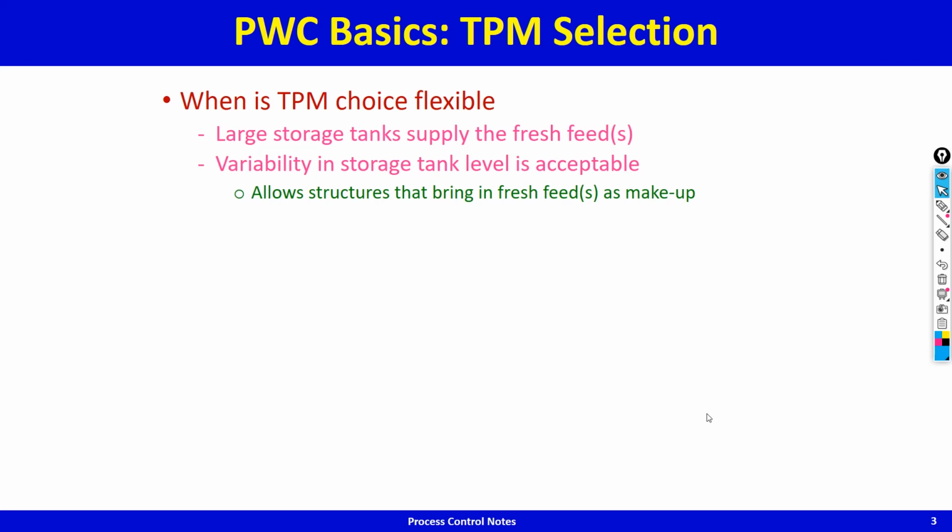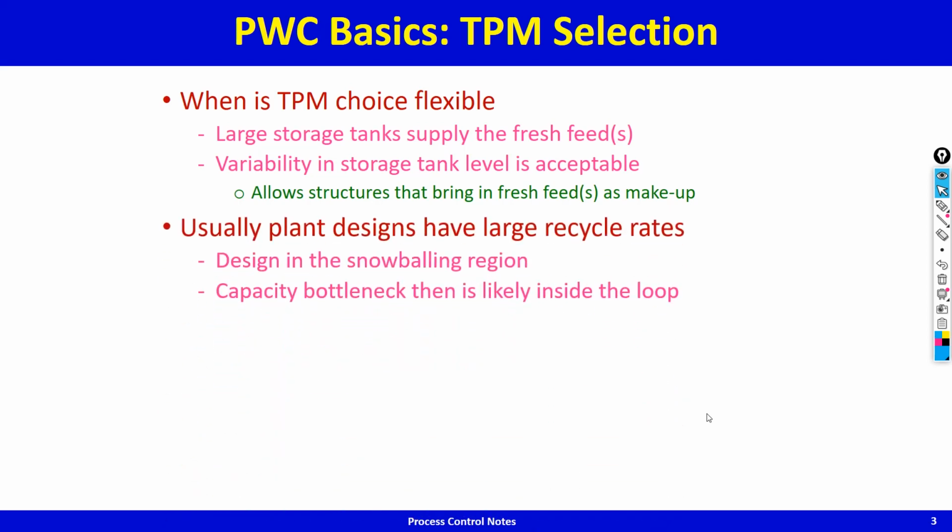This will allow control structures that bring the fresh feed in as makeup streams, you know, the transformation of variability from the recycle loop into the feed. Those kinds of structures are usually possible when you have large storage tanks supplying fresh feeds.